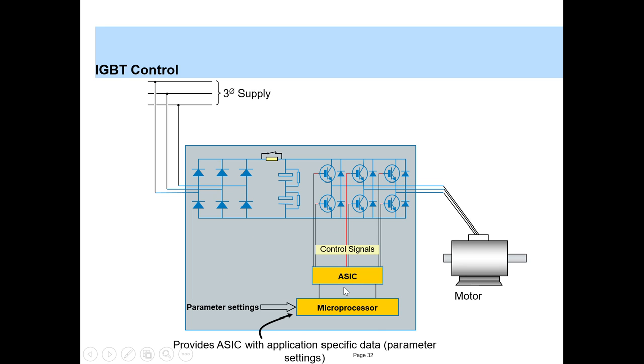So a drive also consists of a microprocessor which gives commands and does the processing, and along with this ASIC, it sends the control signals to the IGBTs. Also various parameters are stored in the microprocessor, like the rated voltage, rated current, and the maximum speed of the motor, and based on those calculations the firing angles are calculated and firing is controlled.